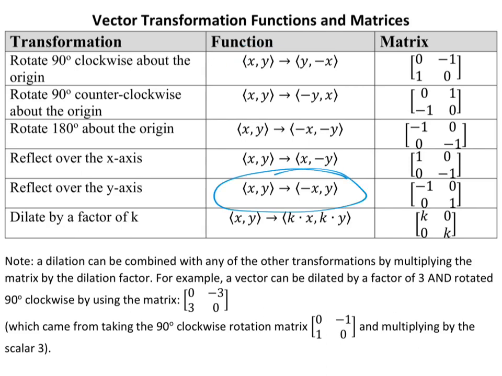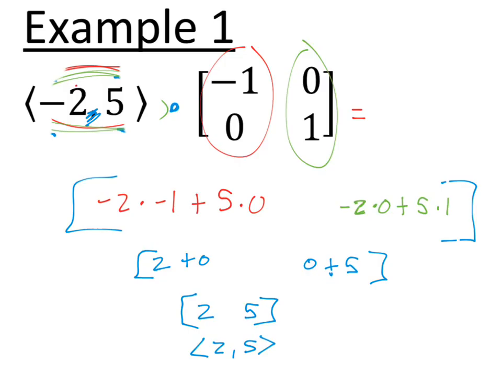Well, that's down here. This is the change that we saw. Y stayed the same, but x got a sign change, and that's reflecting over the y-axis. And if you look at the matrix you used, it's the same one that you saw down here. And this matrix is always going to do that transformation. This is going to reflect over the y-axis. So ta-da, we have successfully reflected over the y-axis.